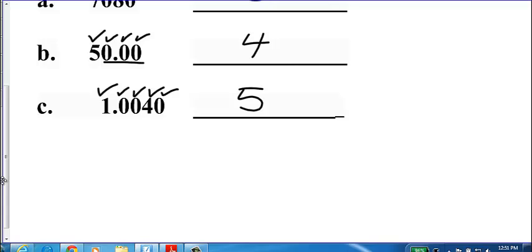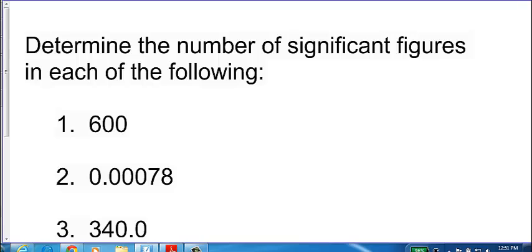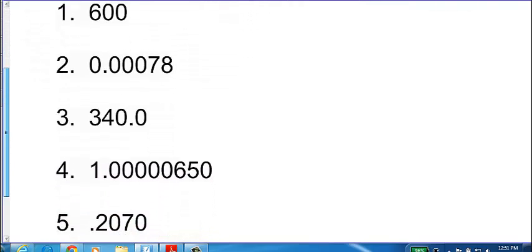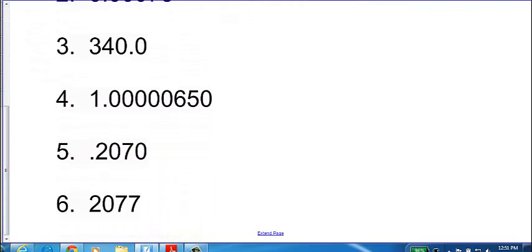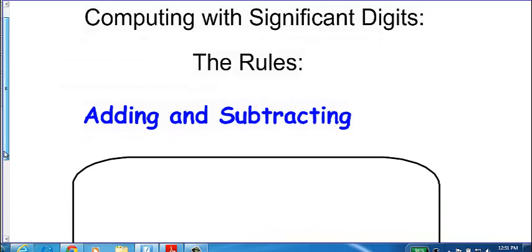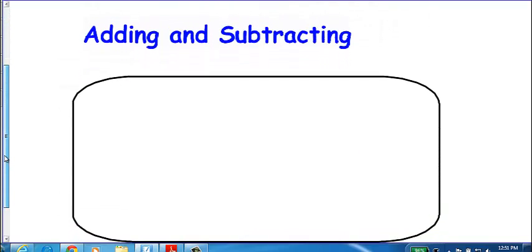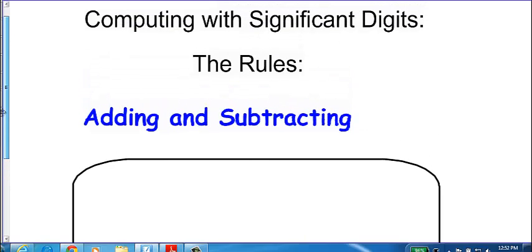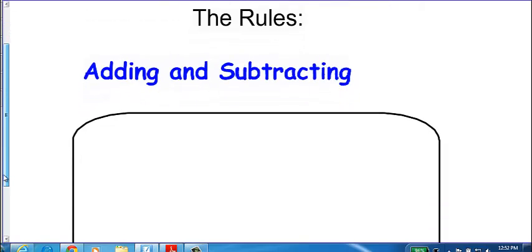It's very important for you to know how to do that before we go on to counting with significant digits and computing. There are really 4 mathematical operations you could perform: addition, subtraction, multiplication, and division. There are different rules depending on which mathematical operation you're performing. Adding and subtracting is the same rule. Good thing, there's only 2 rules.